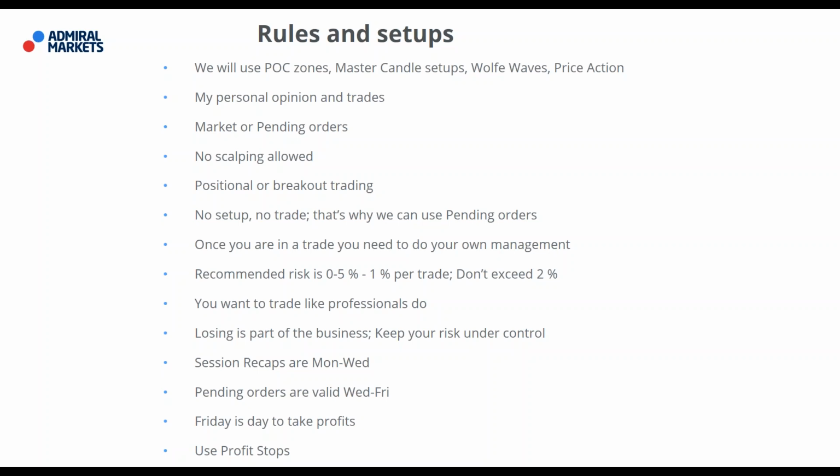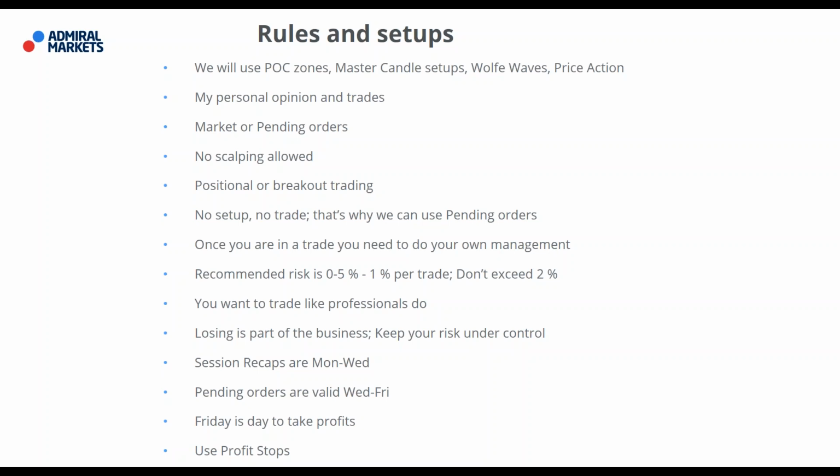Market opening orders are what we do here. We don't scalp. We either do positional or breakout trading. The primary rule with our trading setup is no setup, no trade. That is why we can use pending orders. Once you're in a trade, you need to do your own money management.